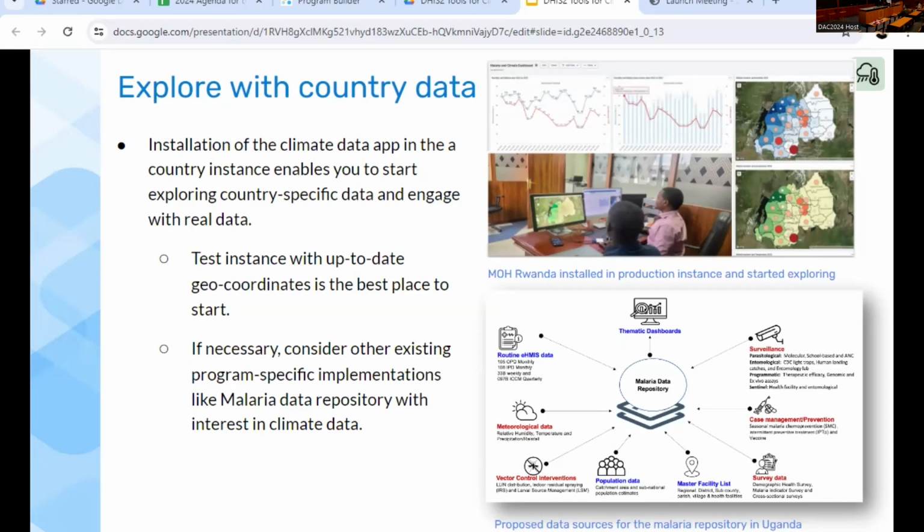There could also be other areas. This is another example in Uganda, where there's a plan to set up a malaria repository. And for their malaria repository, they're looking at all these data sources. But one data source that they have is, of course, climate data. So there could be program-specific implementations of DHIS2 happening in country, where there's also a lot of interest. That could also be another place to start.